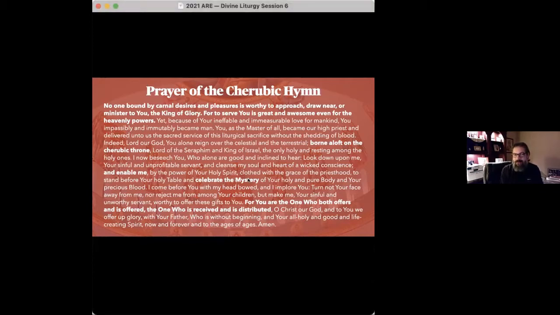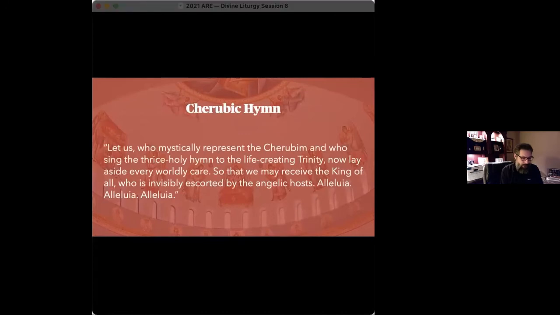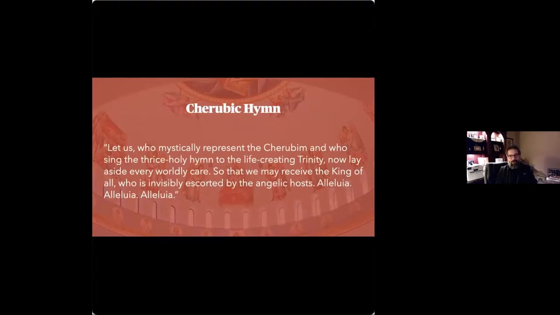So this is what sets the stage for this cherubic hymn. Now, what I've presented to you here is the text of this hymn, which comes to us from about, I think, the 6th century. It's not really my intention to go into the history of this hymn tonight. But this is the text that those of us who are familiar with the liturgy would know. Let us who mystically represent the cherubim and who sing the thrice holy hymn to the life-creating Trinity, now lay aside every worldly care, so that we may receive the King of all, who is invisibly escorted by the angelic hosts. There's really a lot in this hymn.